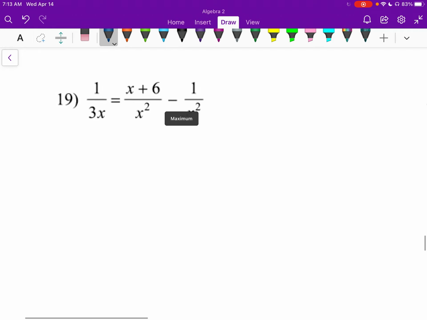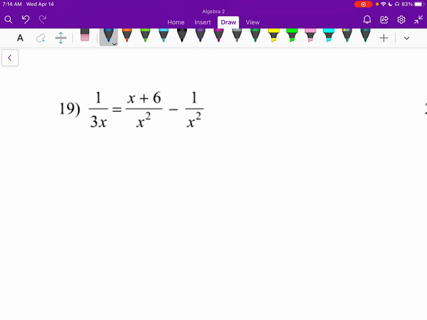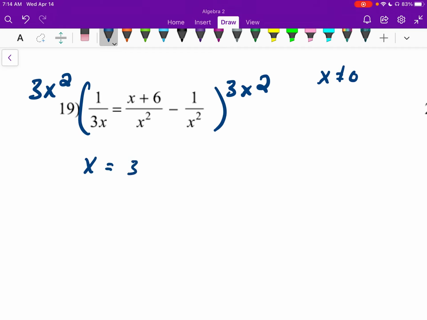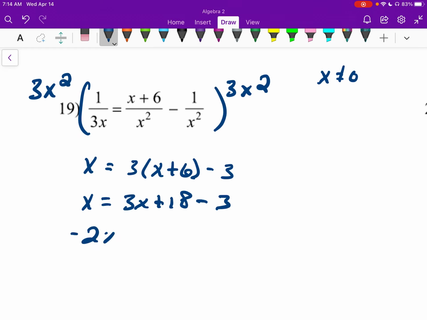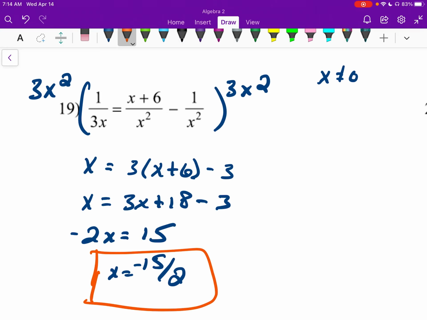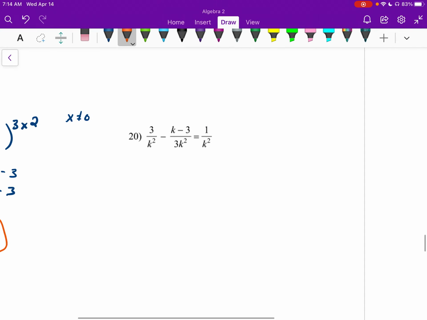Number 19. What I'm going to multiply by here is going to be 3x squared. We need to check our denominator, x can't be 0, right? Whenever I distribute this out, I'll end up having an x equals 3 times x plus 6 minus 3. So x is 3x plus 18 minus 3. So negative 2x is 15, and x is 15 over 2, and I'll make it a negative 15 halves. There's that.